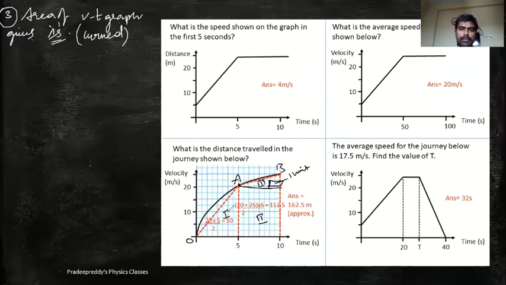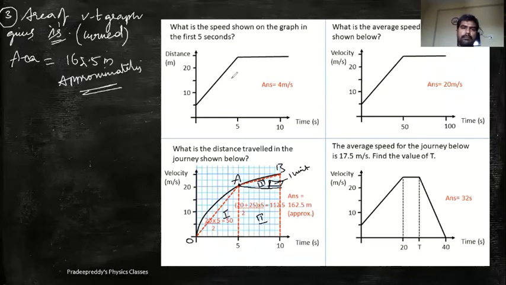Okay. So you should add the areas of all these 3 regions, so that you will be getting the net area covered by the curved graph. So if you calculate that area, you will be getting the final answer: area is equal to 162.5 meter approximately. That is the answer for the third question.